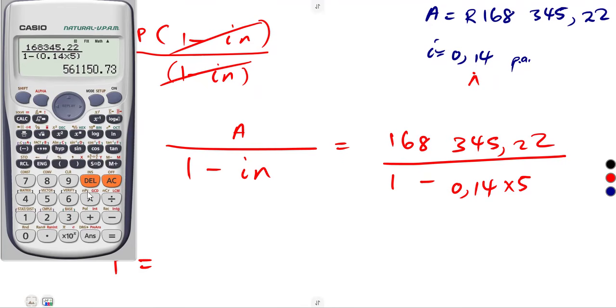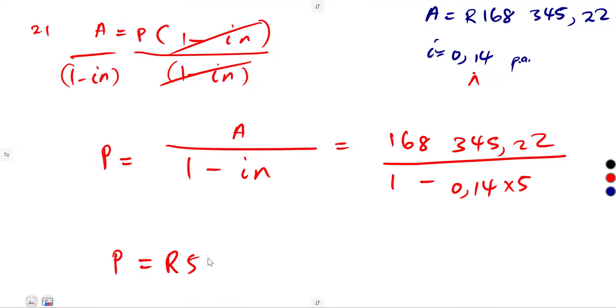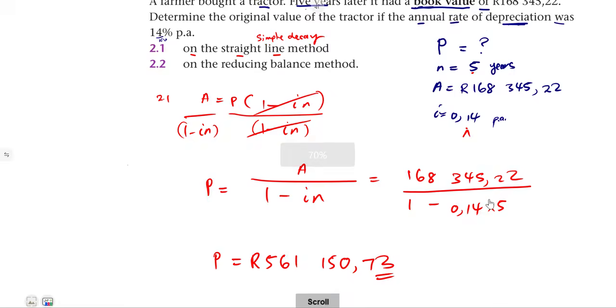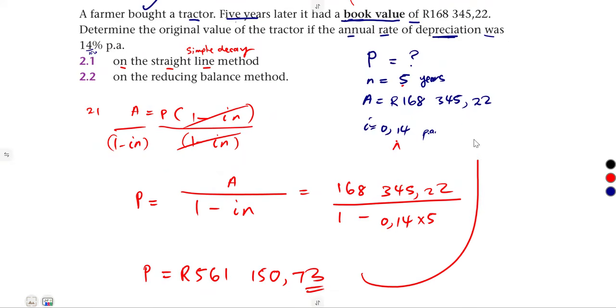So this is what we're going to have. Remember, we fixed our calculator to 2 decimal places, so it's already giving me my answer in 2 decimal places. So it was actually bought at 561,150,73. Look, guys, due to depreciation the tractor can now be sold at this book value. So those are conditions that do happen to assets: they depreciate in terms of value.